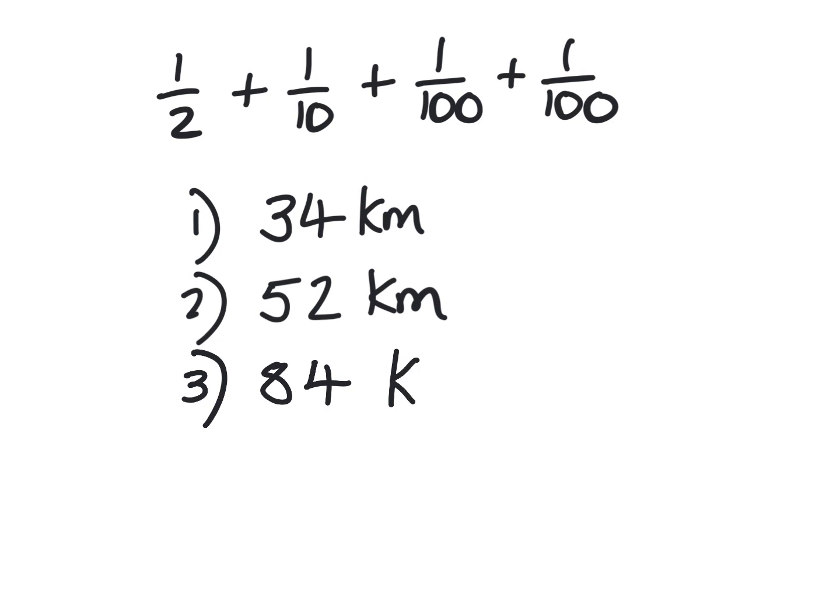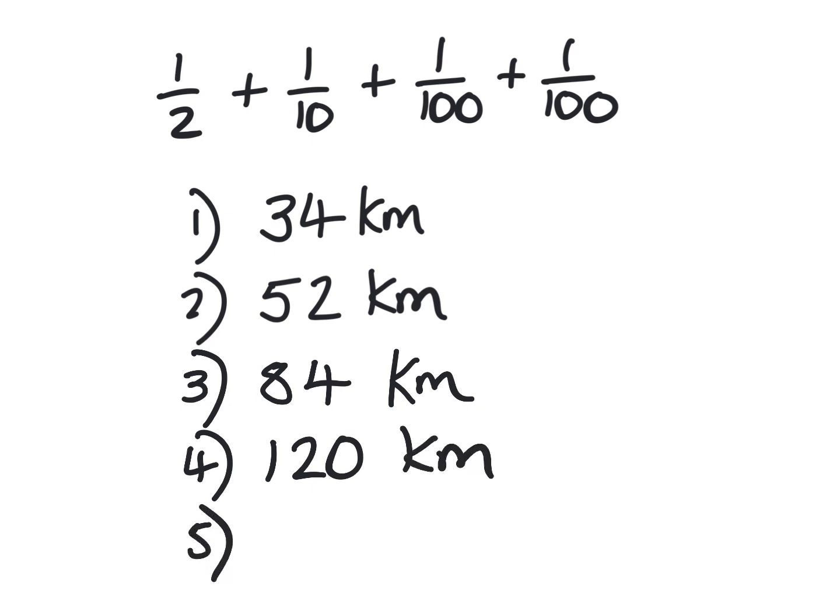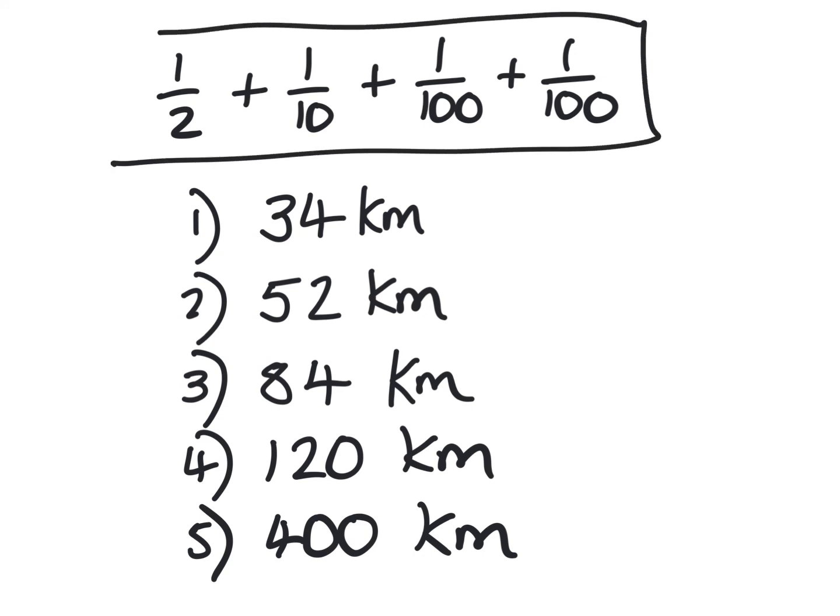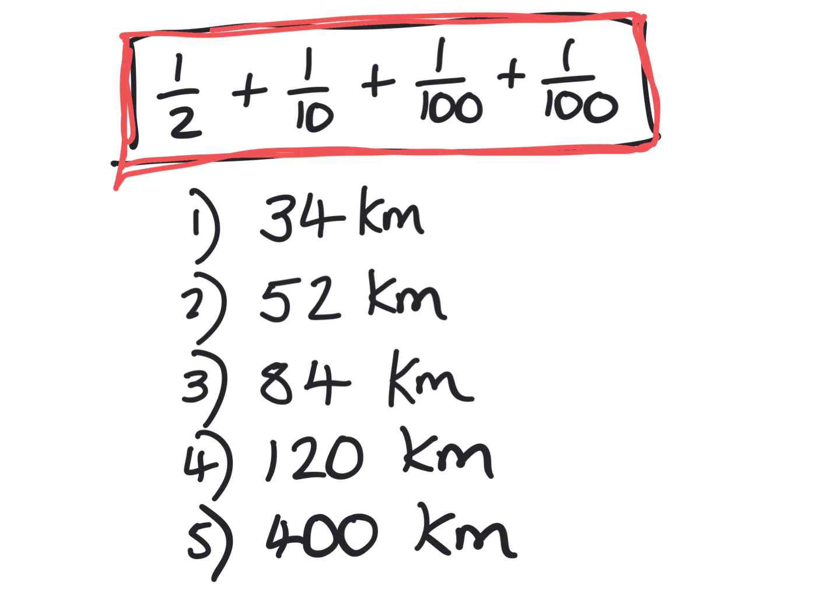84 kilometres. Number 4, let's go over 100. Let's really try it. 120 kilometres. And let's go bigger again. Let's go 400 kilometres. So see if you can do them. Good luck. Watch the video again a few times if you need to. But that is the workings out at the top. Halve it, you add a tenth of it, so in other words, you divide by 10, and you add a hundredth and you add another hundredth. All right. Good luck. You could do it.